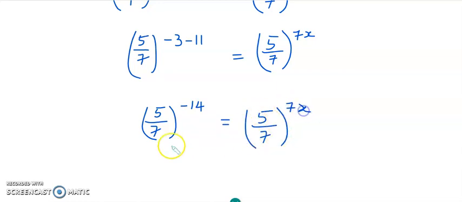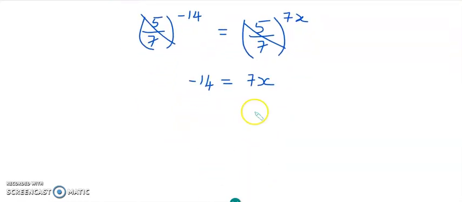Now, did I simplify the left hand side as single base? Yes. On the right also have a single base? Yes. So the bases are same, so cut it off. So minus 14 equals to 7x. So here the 7 is multiplied to x. That means it will go to the other side and it will be divided. Okay? Is equals to x. So when you simplify, you will get minus 2 equals to x.